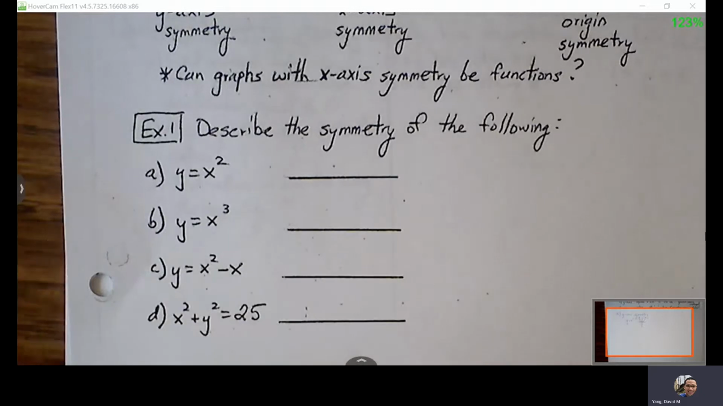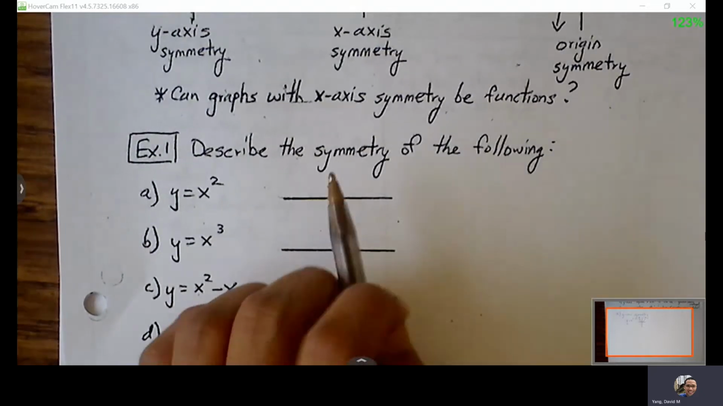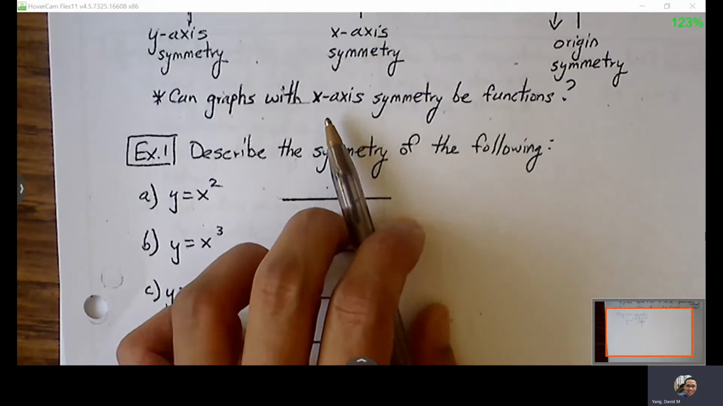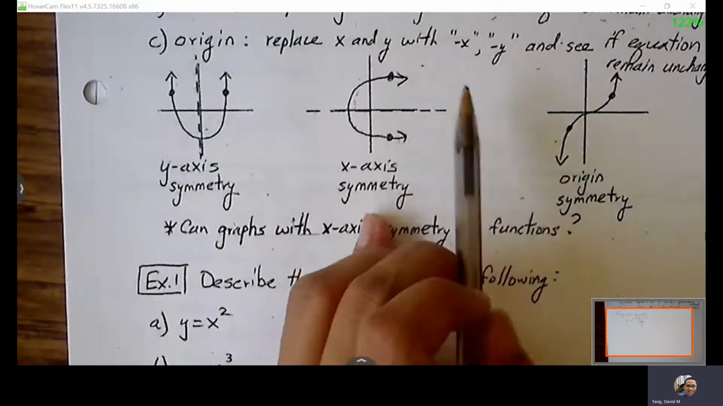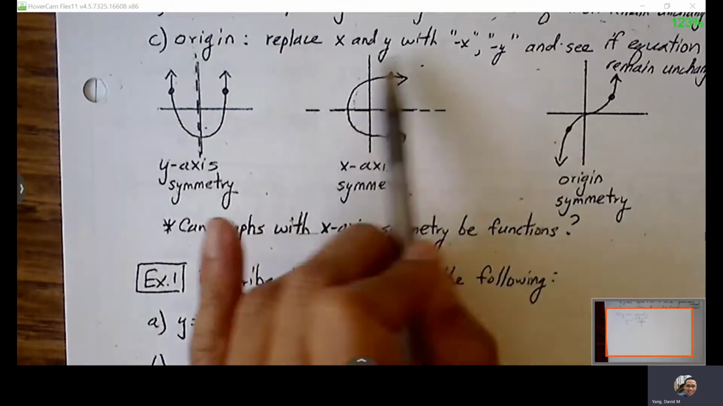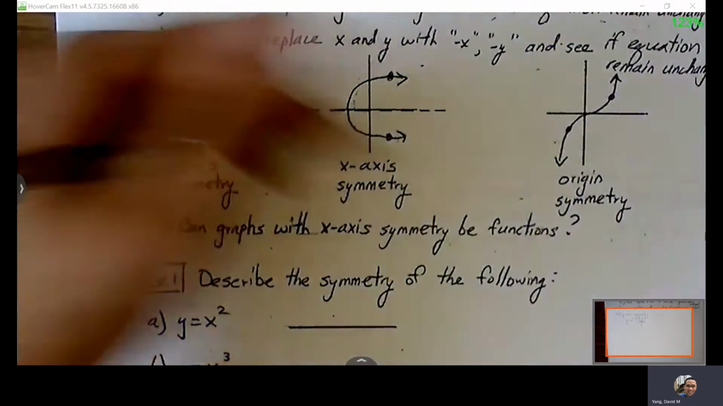So now let's go back to the worksheet here. Oh, there's a follow-up question here. Can graphs with x-axis symmetry be functions? We see x-axis symmetry. It's not going to pass a vertical line test, right?